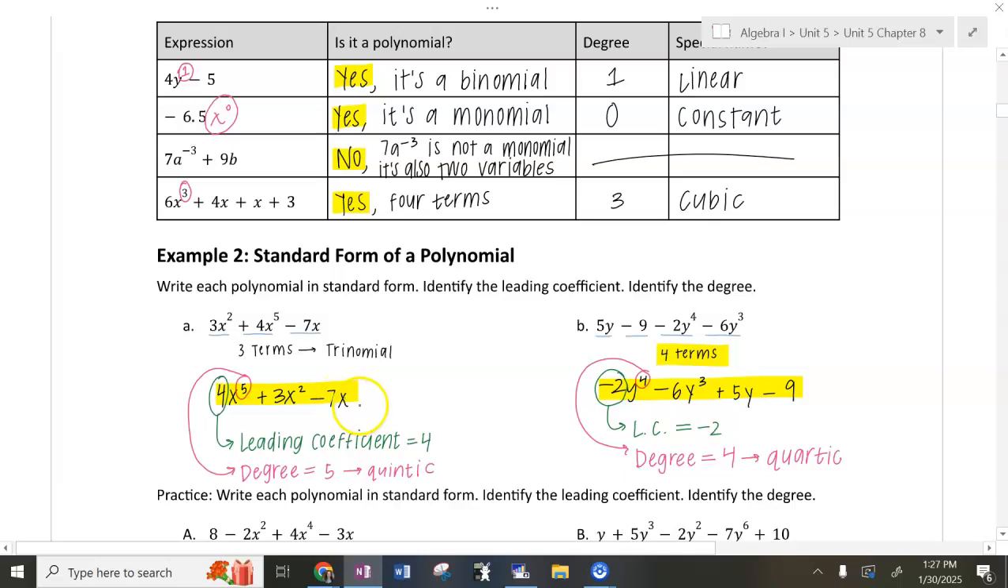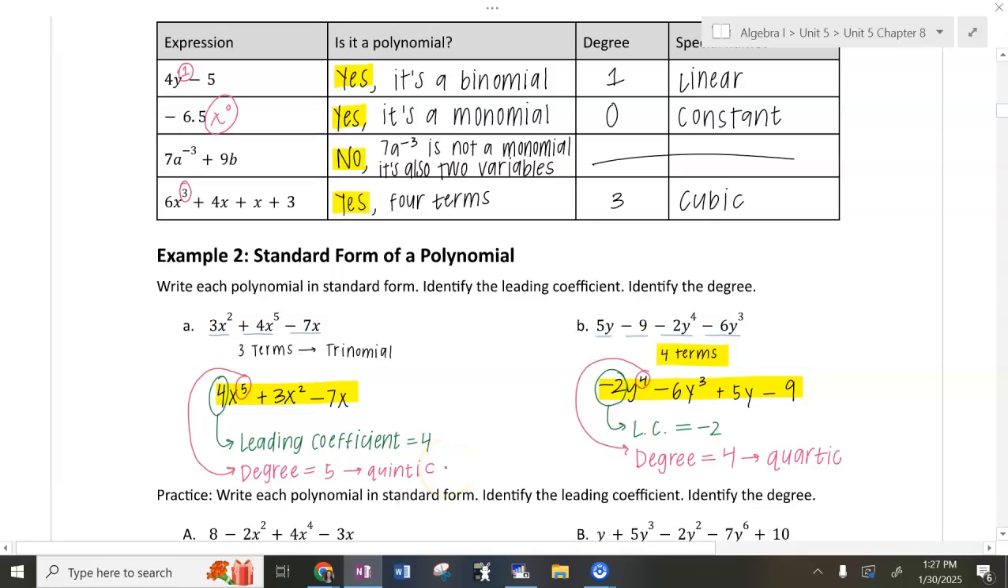Once you have it in standard form, the leading coefficient is just the first coefficient, so 4. And the degree is just the highest power, which if it's in standard form correctly, should be the first power, so degree 5, which is called quintic.